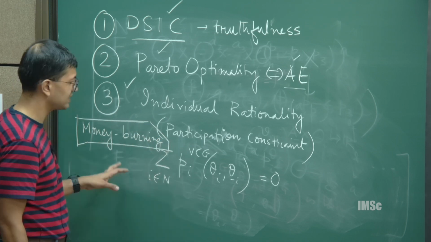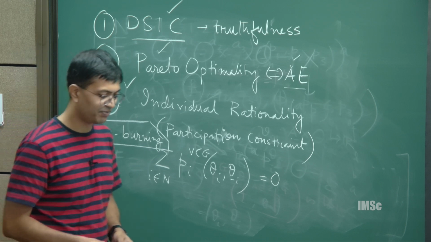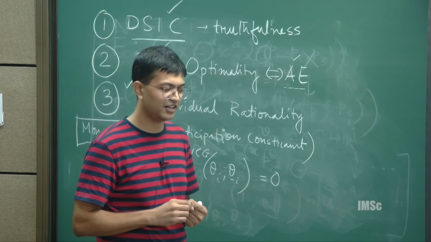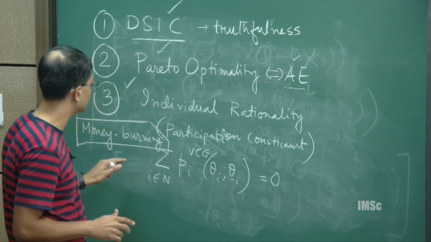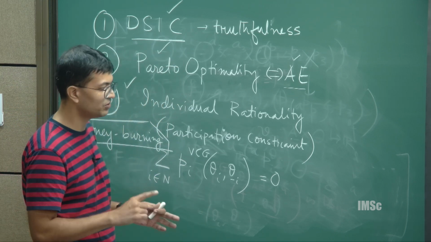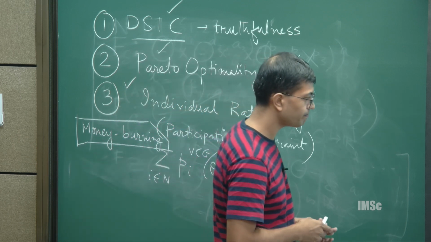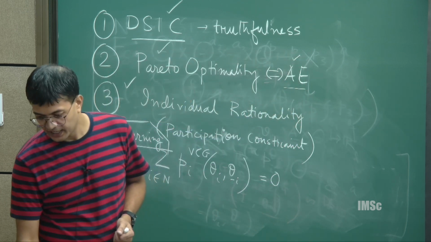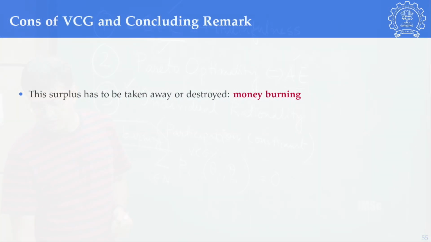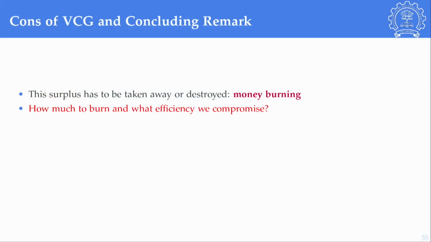Nobody is accounting for it. Money is generated from the bidders, and that money has to be destroyed before you get into the next mechanism. You cannot redistribute to the same agents. So, this is the money burning problem.